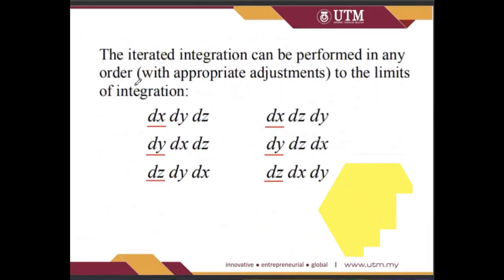So for Cartesian, you can choose the order of integration. There are 6 types, okay? You can choose dx dy dz, dx dz dy, dy dx dz, dy dz dx, dz dy dx, or dz dx dy. So it depends on us which one we want to use.